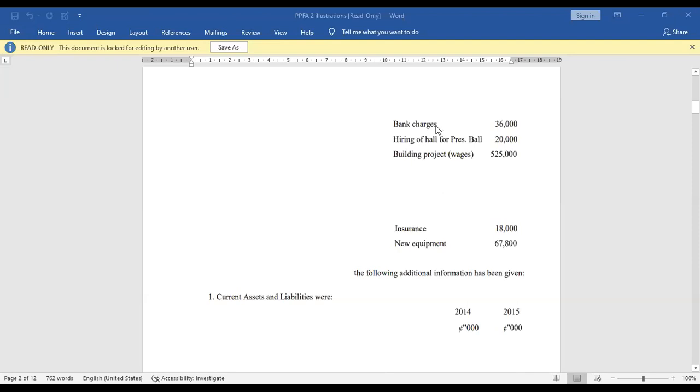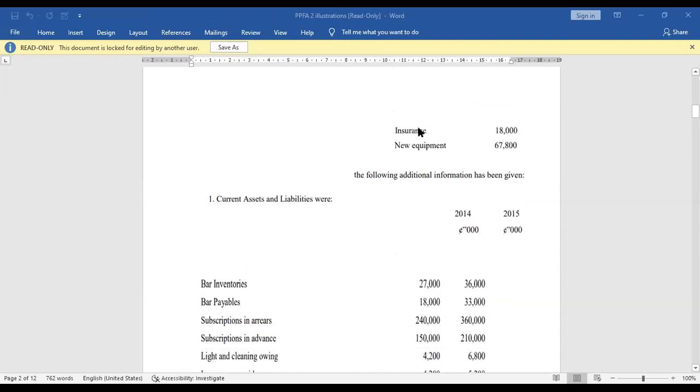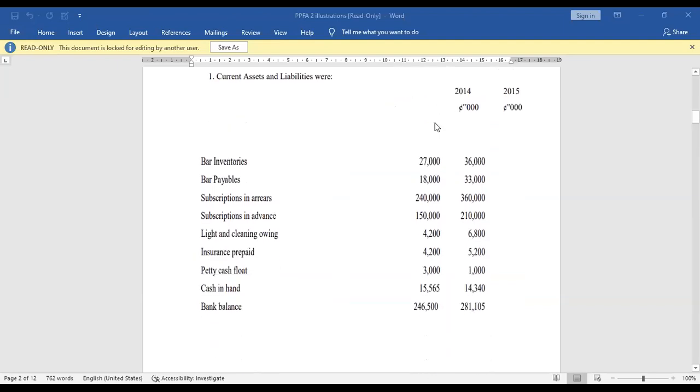These are still parts of the payments that were made, all figures. Then the following additional information has been given. Current assets and liabilities are for 2014 and 2015. We have bar inventories, bar payables, subscription in arrears, subscription in advance, light and cleaning owing, insurance prepaid, petty cash float, cash in hand, bank balance.